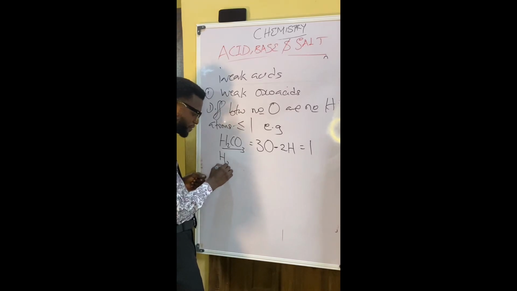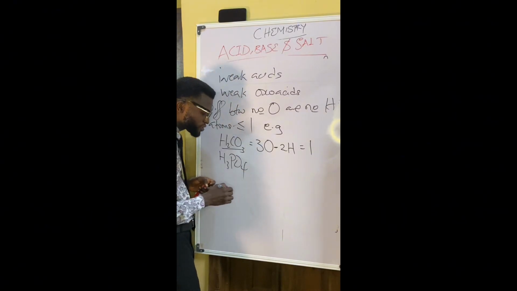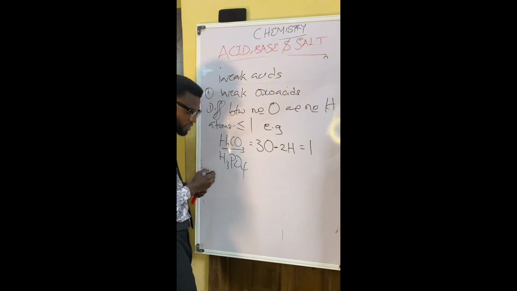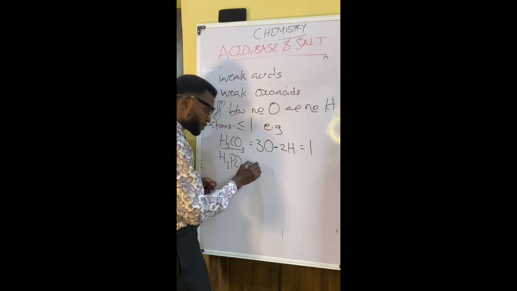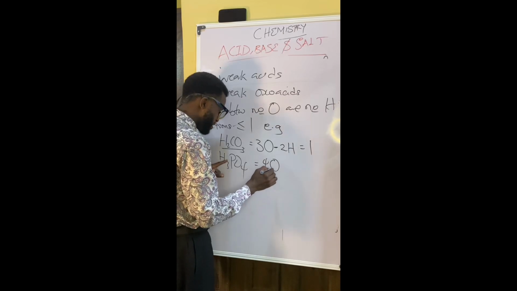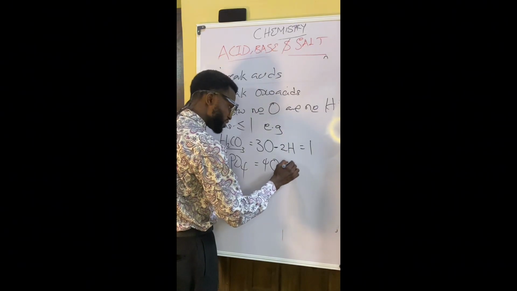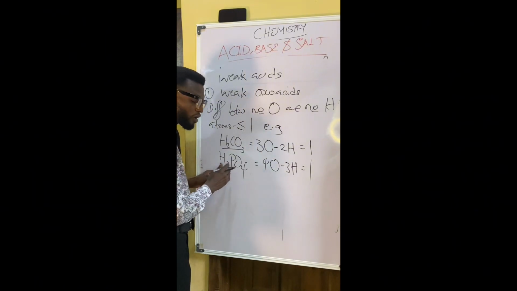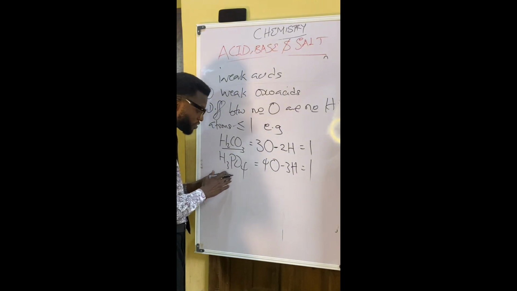Then H3PO4, tetraoxophosphate 5 acid. Now, when you look at this, in tetraoxophosphate 5 acid, the number of oxygen atoms is 4 and the number of hydrogen atoms is 3. The difference here is 1. That means tetraoxophosphate 5 acid or phosphoric acid is a weak oxo acid.